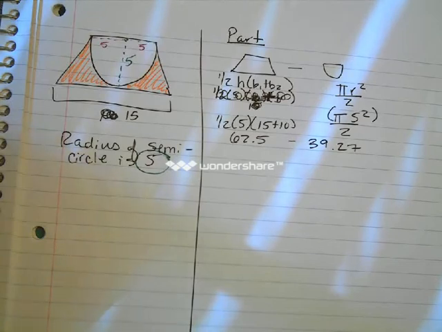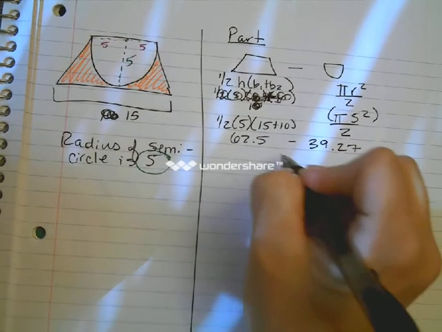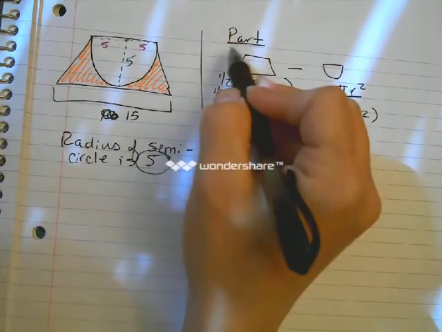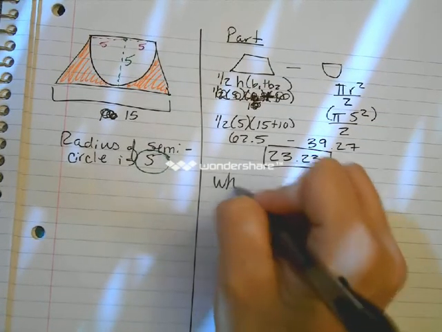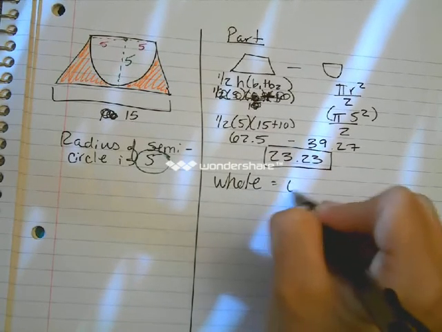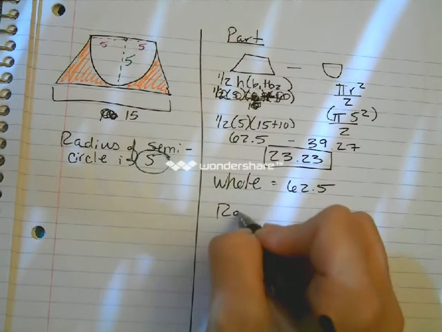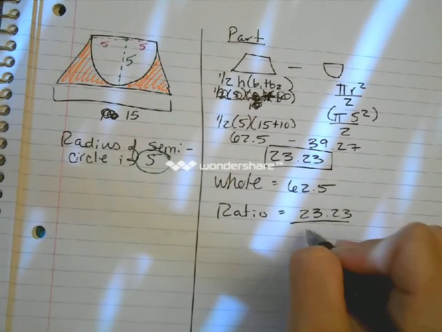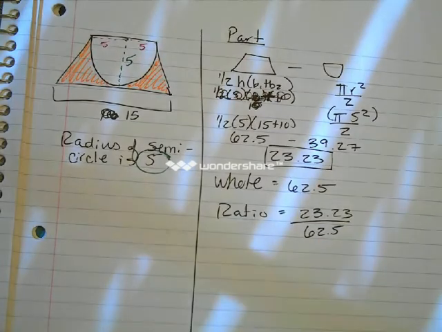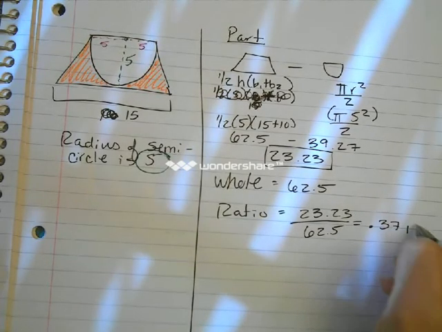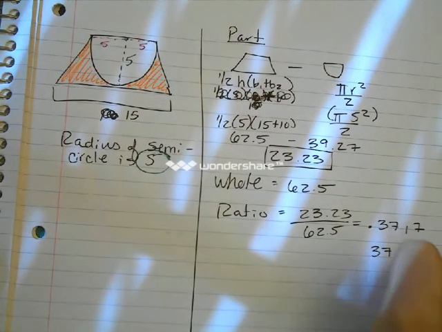Okay, that's the part. That's the orange part. But I also need the whole. And the whole was just the trapezoid, which we already found. That's 62.5. So now I make my ratio, the part that I'm looking for, over the total area. I get 0.3717, which is 37.17%. Okay, so you get the idea. It's just the area of the part that you want divided by the total area, just like we did on circles.